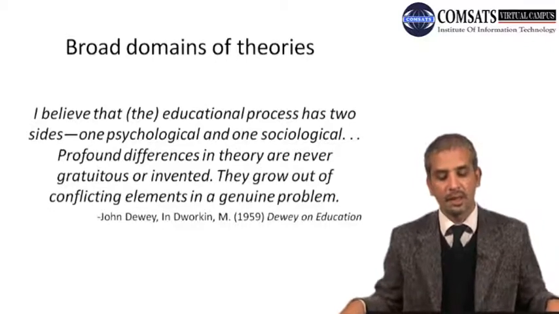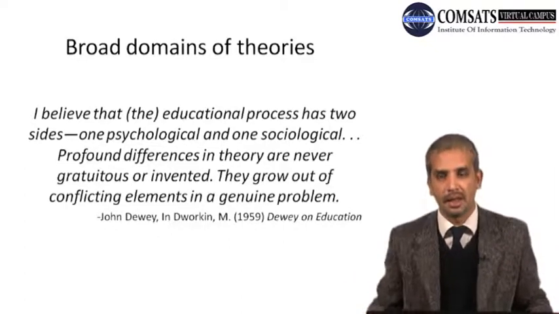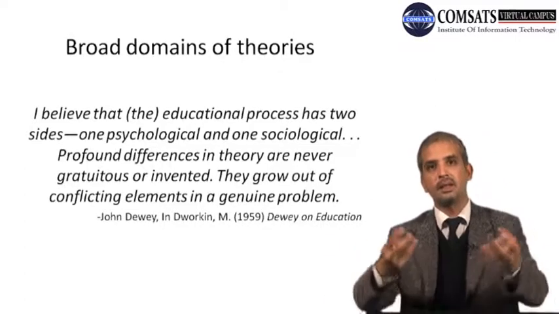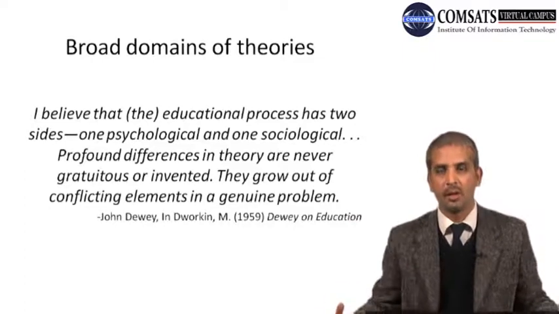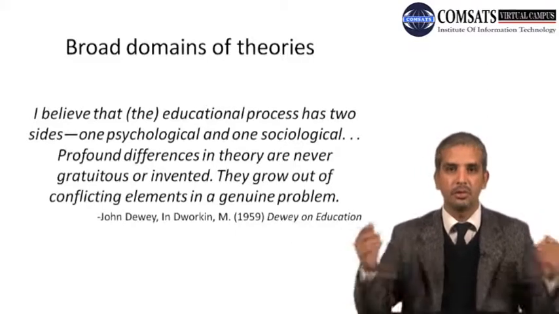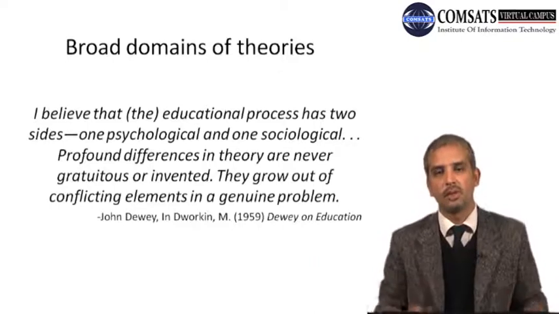They grow out of conflicting elements in a genuine problem, because in one single problem there might be conflicting elements, and from the aspect of one element one theory arises, and from the aspect of another element the other theory arises. That's why there are conflicting theories. All of those theories might be pointing in the right direction. It is for you to choose, and it is for the research that proves later on which theory is more applicable.